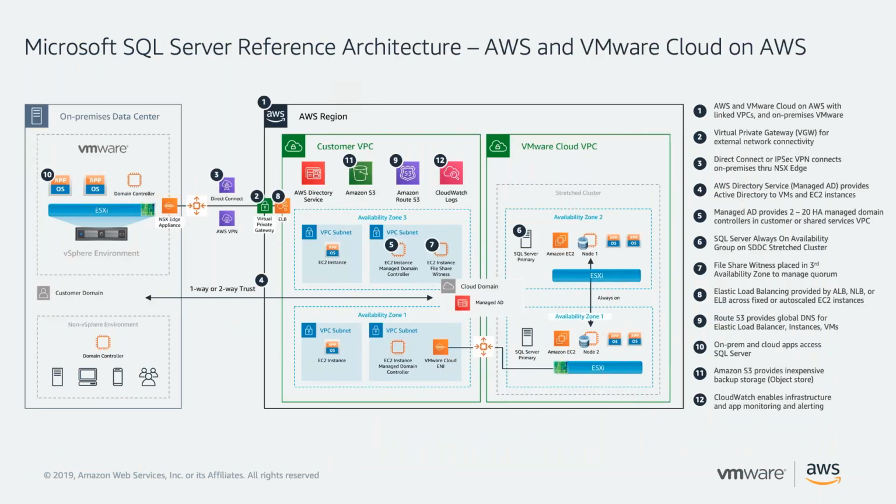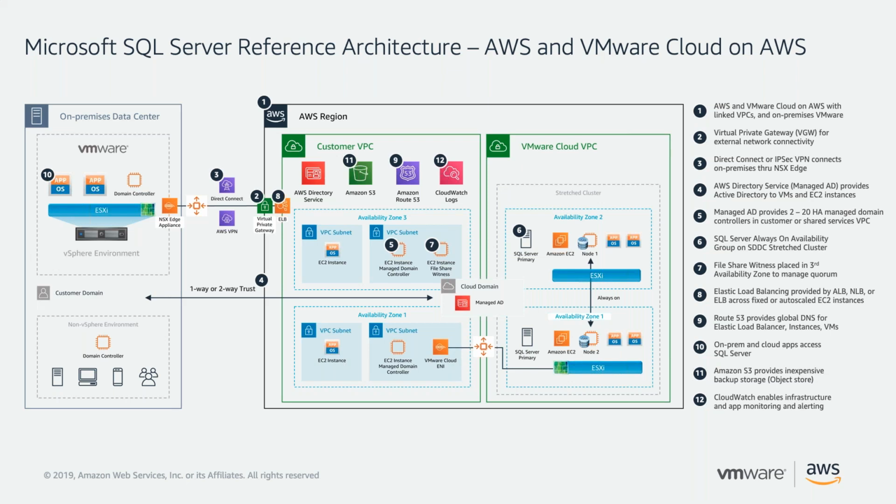So if you look at this end-to-end, all these components, we can see, following from the steps down, we have our AWS and VMware Cloud on AWS environments, and they're linked together. We're using a virtual private gateway for extending our network connectivity from our on-prem environment into our VMware Cloud on AWS environment.